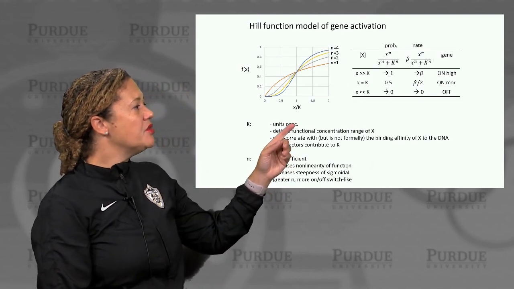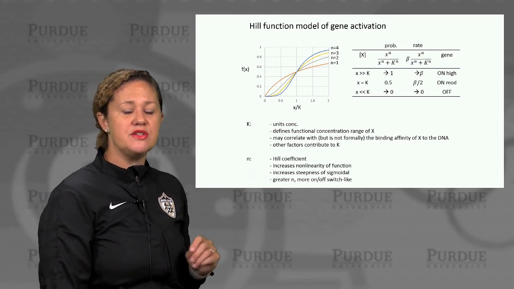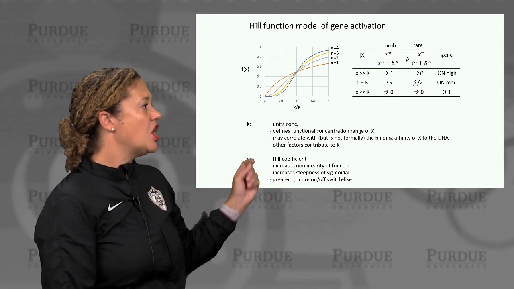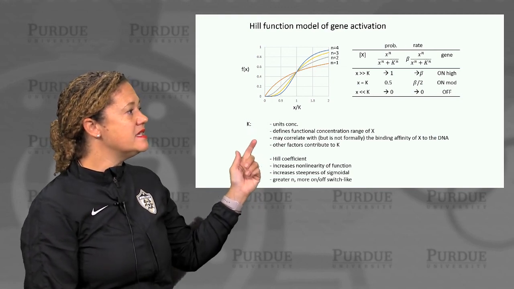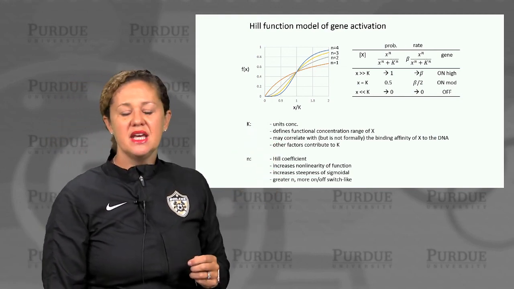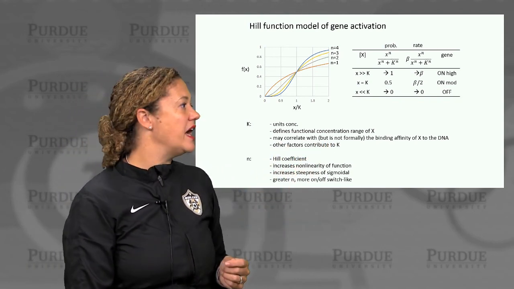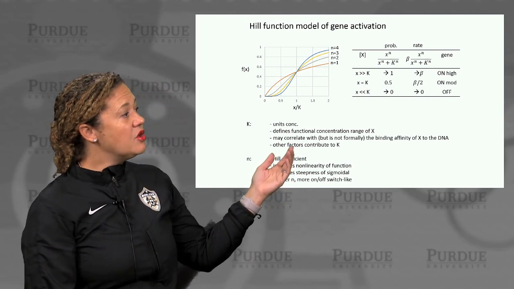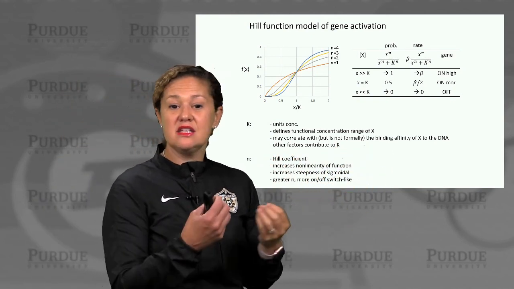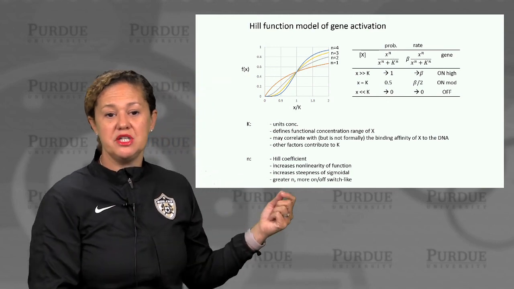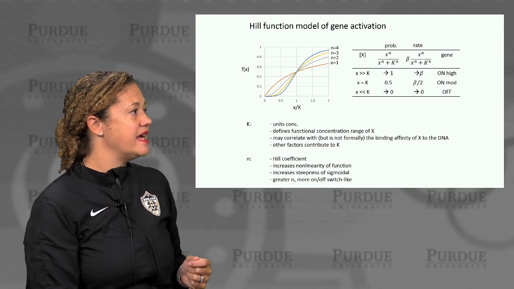Okay, so just summarizing what we went through here a second ago and looking at these two parameters we've introduced, our K value as well as our Hill coefficient. So K is in units of concentration, and it really defines the functional concentration range of our value of X. Now it correlates with, but is not formally, the binding affinity of X to our regulatory region in the DNA. There are other factors that can also contribute to this K value.